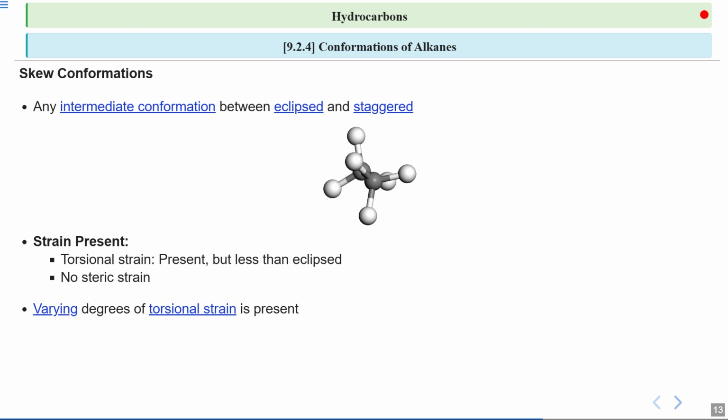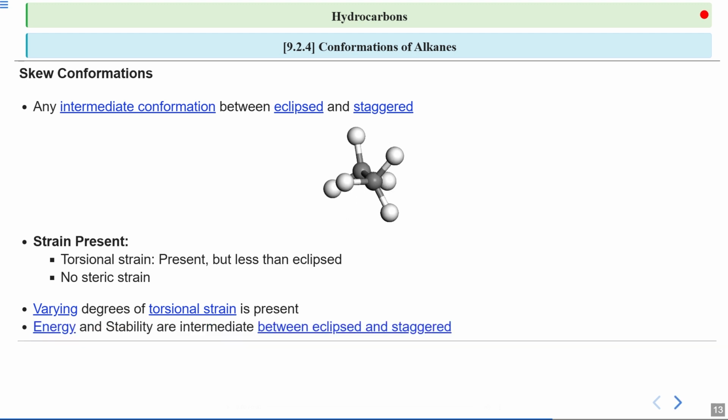So, skew conformations have varying degrees of torsional strain depending on the instant at which you are noticing the molecule. This means that the amount of strain can change depending on how close the conformation is to either eclipsed or staggered. If it is close to the eclipsed one, it will be less stable, and if it is close to the staggered one, it will be more stable. Finally, the energy and stability of the skew conformation are intermediate between eclipsed and staggered. This means they are not as high energy and unstable as eclipsed, and not as low energy and stable as staggered.